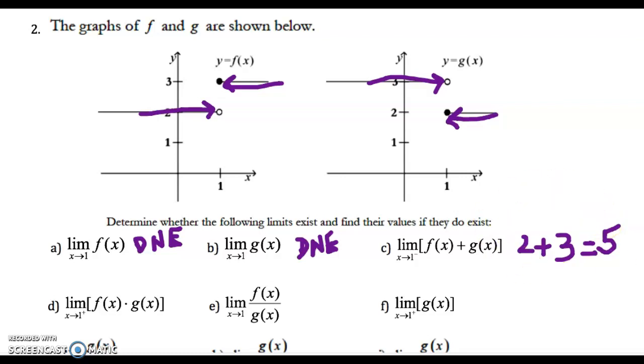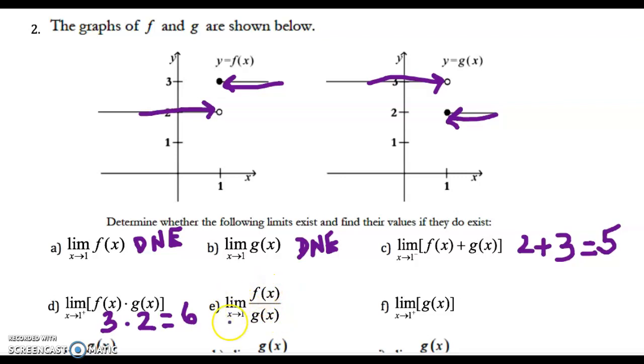What about this next limit down here? The limit as x approaches 1 of f of x times g of x. Remember that the limit of a product is equal to the product of the limits. Well, we know as we approach f from the positive side, the limit is equal to 3, times g of x as we approach from the positive side. That limit was equal to 2, and 3 times 2 will equal 6.